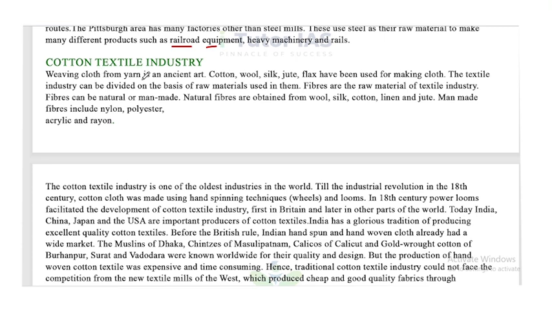Weaving cloth from yarn is an ancient art. Cotton, wool, silk, jute, flax, these have been used for making clothes. The textile industry can be divided on the basis of raw materials used in them. Fibers are the raw materials of textile industries. Fibers can be natural or man-made. Natural fibers are obtained from wool, silk, cotton, linen, and jute. Man-made fibers include nylon, polyester, acrylic, and rayon.